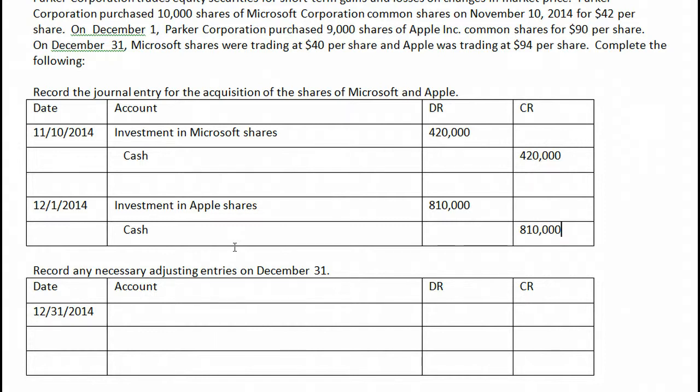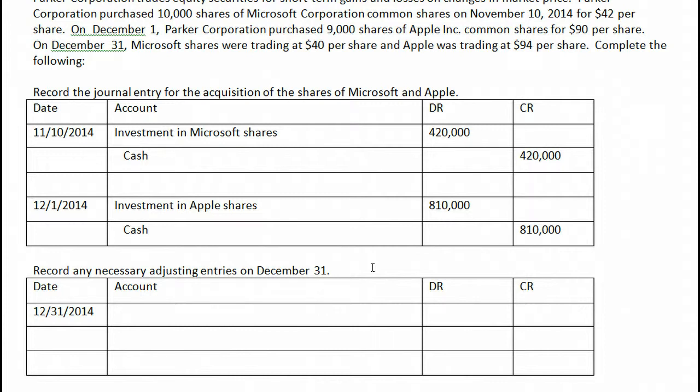That is a decrease in value of $2 per share. If you take the 2 per share times the 10,000 shares, you find that we have lost $20,000 on the Microsoft shares. Apple shares began at $90 per share, but are now trading for $94 per share. This is an increase of $4 per share. So the 4 per share times the 9,000 shares gives us a total gain of $36,000. So in total, the portfolio has gained $16,000, the $36,000 gain less the $20,000 loss.